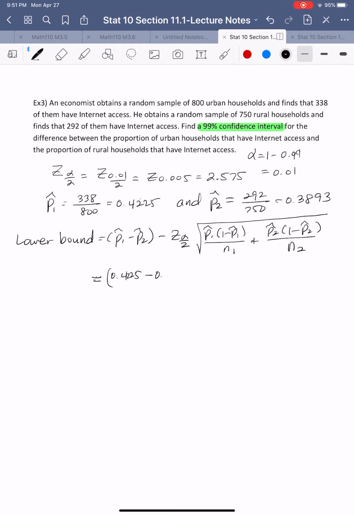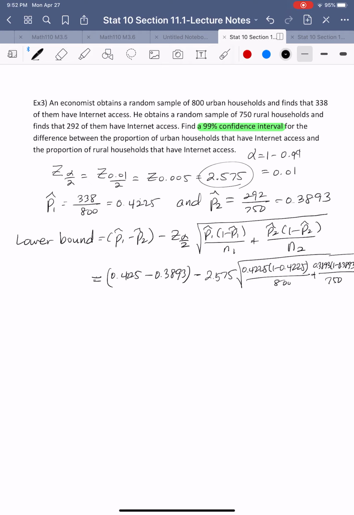0.4225. Subtract the 0.3893, and then z sub alpha over 2 was 2.575 and square root of, and p is 0.4225 times 1 minus 0.4225 over 800 plus another parenthesis 0.3893 times 1 minus 0.3893 over 750. And then it becomes a negative 0.0310.